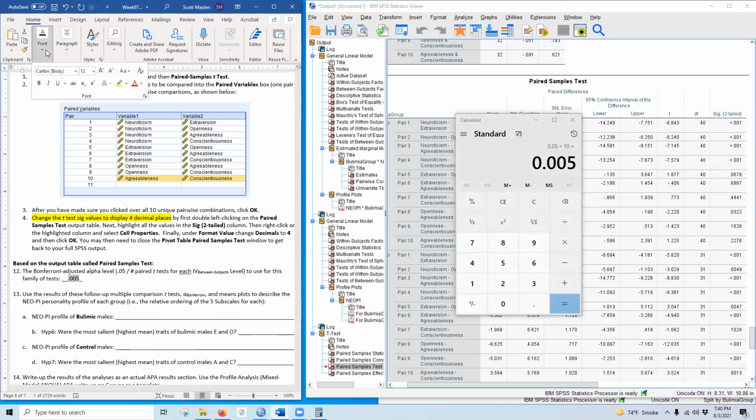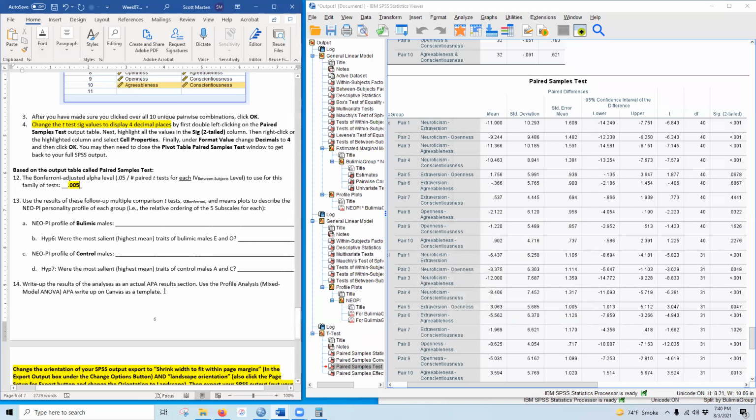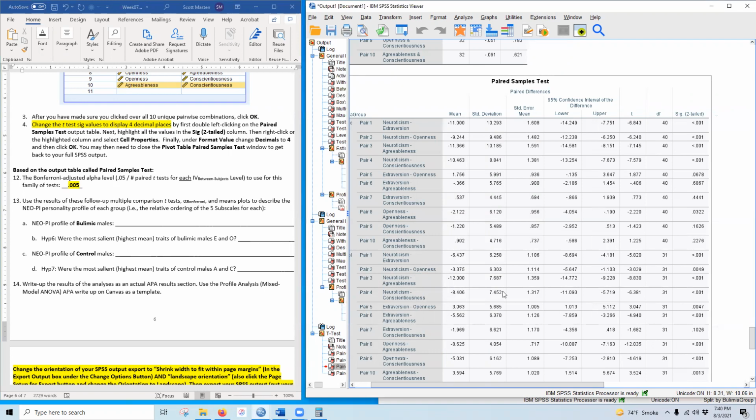And of course, now you're going to be lame. There we go. Use the results of these follow-up tests, multiple comparisons, and the means plots to describe the NEO-PI personality profiles of each group. All right. Good luck. This is like the craziest thing we've possibly ever done in the whole class, this stuff right here. So what do we got here?